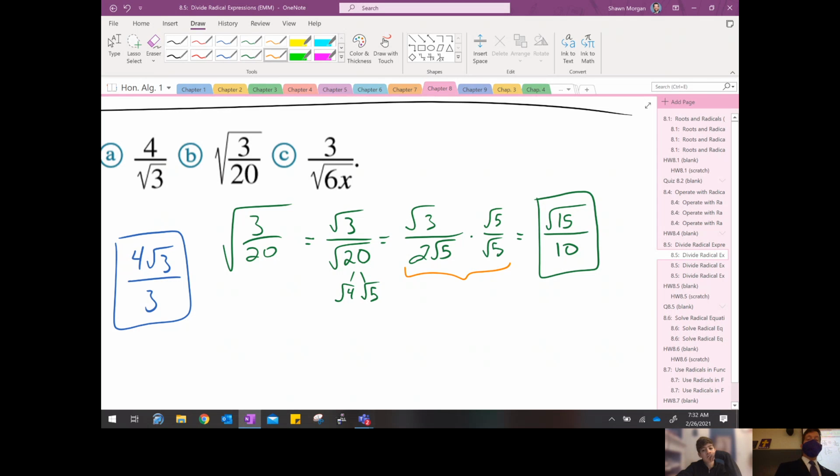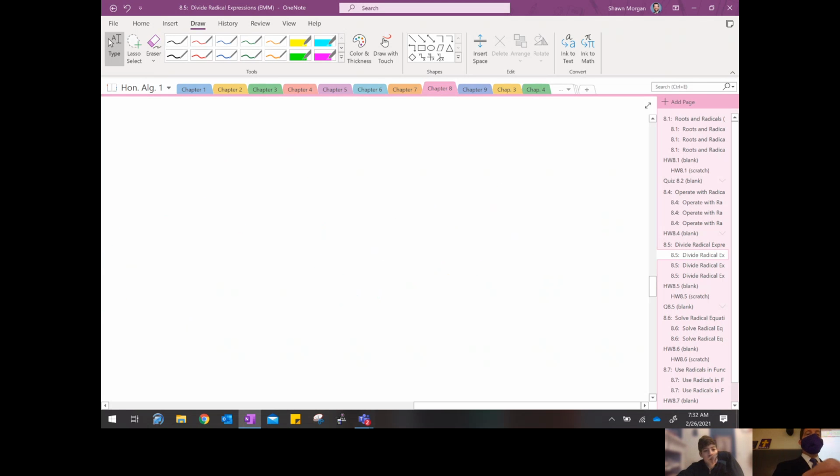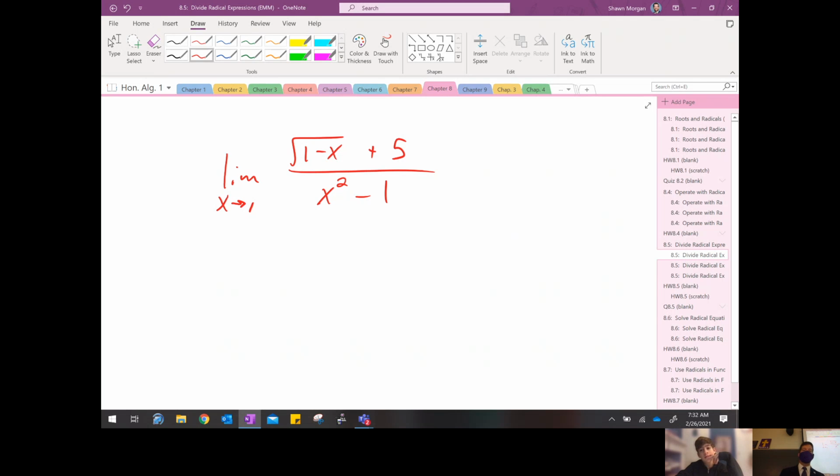Because a little bit later on, you'll have, this is getting into calculus, right? But you'll have something like the limit as x approaches 1 of the square root of 1 minus x plus 5 over x squared minus 1. You'll have something like that. And you'll be taught to just let x be 1. You plug it in, you get 0 on the top, 0 on the bottom, and then you're like, what do I do? 0 over 0.